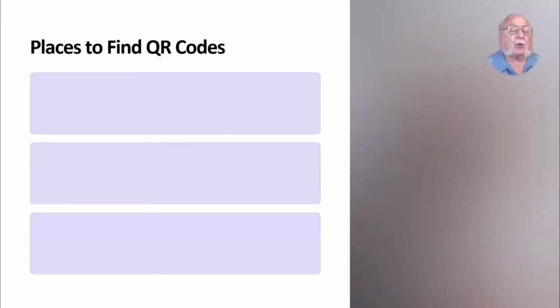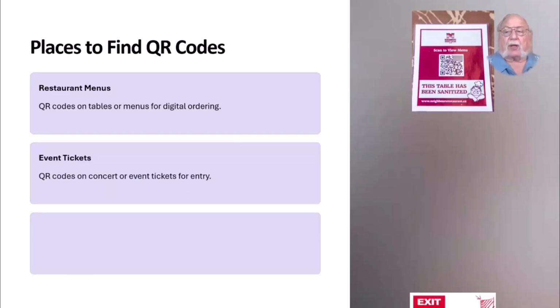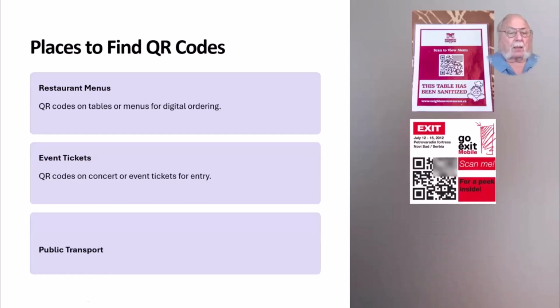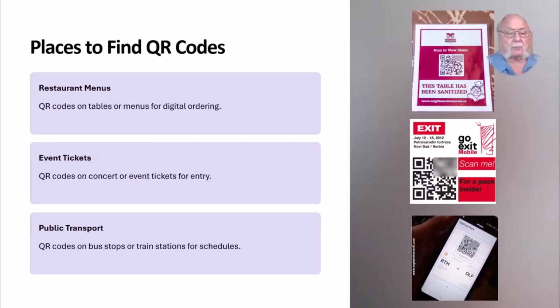Places to find QR codes. Restaurant menus: QR codes on tables or menus for digital ordering. Event tickets: QR codes on concert or event tickets for entry. Public transport: QR codes on bus stops or train stations for schedules, or on the tickets themselves.